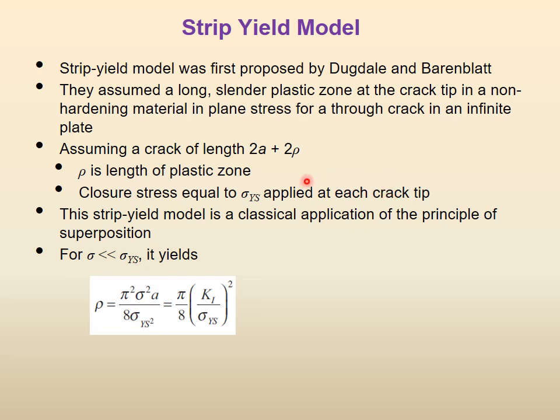So we will just show that they are taking a series of small steps, and for each step they are using the same criterion as Irwin did, that we are taking a stress to be equal to yield because there is plasticity, right? So this strip yield model is a classical application of the principle of superposition. Principle of superposition, we do it for small steps, and then we combine it into a complete equation or a complete solution.